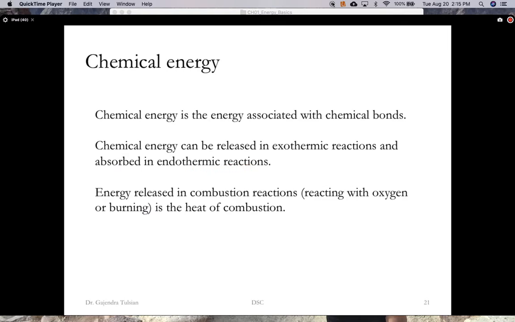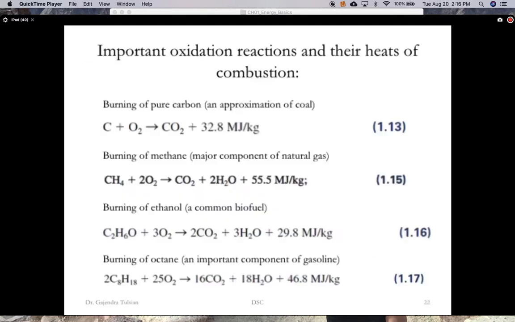Photosynthesis is an endothermic reaction. You need the energy of sunlight to produce those chemicals, the food that the plants make. The energy released in combustion is the heat of combustion. When you're burning something, you're reacting it with oxygen.